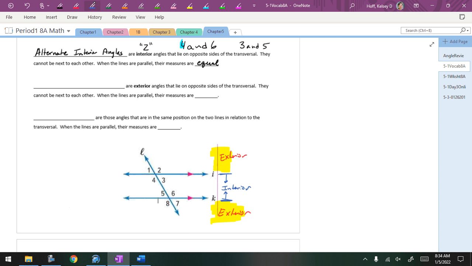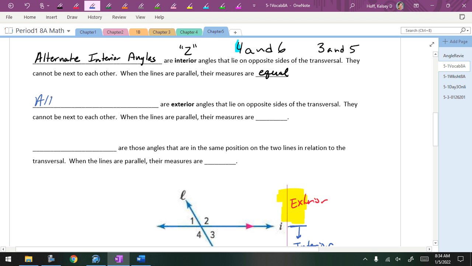Okay, here's our next type of angles. Alternate exterior angles. Our exterior angles that lie on opposite sides of the transversal, they cannot be next to one another. When the lines are parallel, their measures are equal. What's the only word that changed in these? Exterior. The definition is identical other than the word exterior.